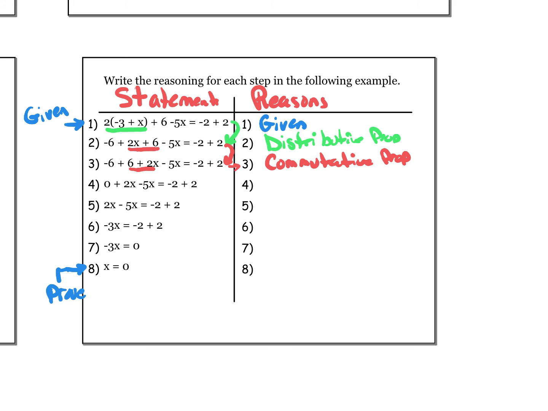Then, we're seeing what did we do to line 3 to get to line 4? And you can see right here, 6 plus negative 6 became 0. So that's called the additive inverse. What do we do to line 4 to get to line 5? 0 plus 2x just became 2x. So that's our additive identity.